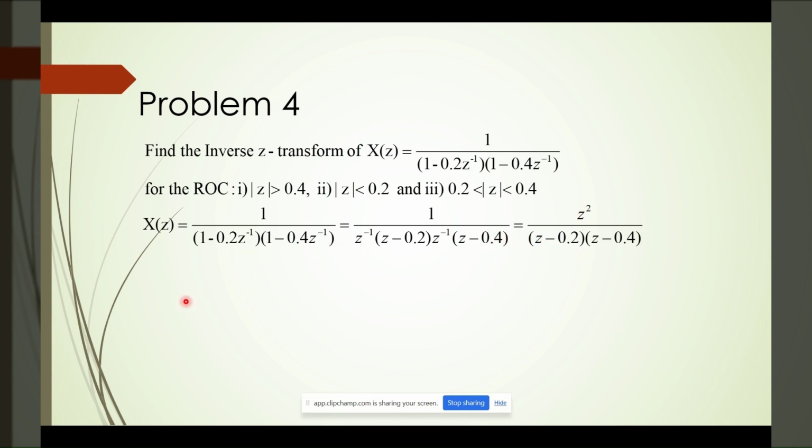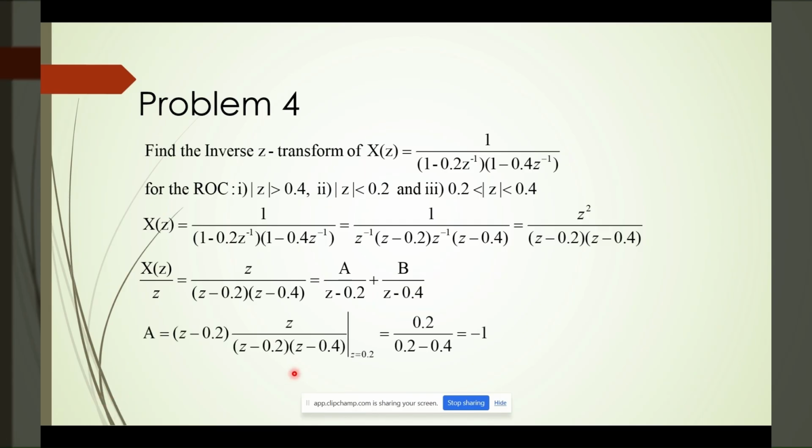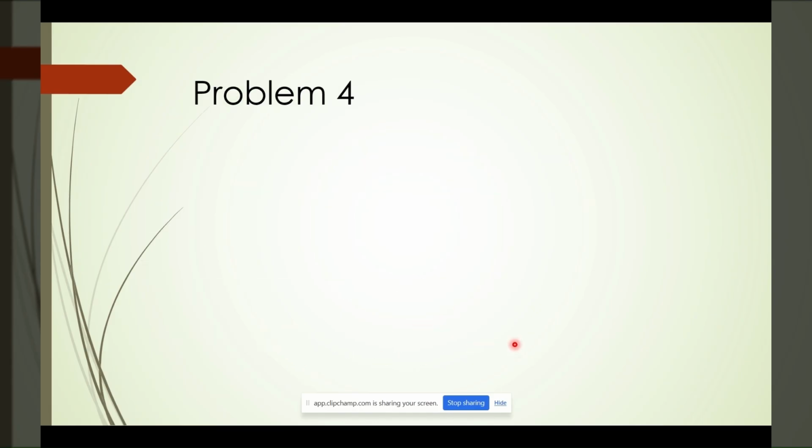What is the next step? The next step is to convert X of z into X of z by z. There are two poles, so we have to find two constants, A and B. To find A, we make z equal to 0.2. To find B, we make z equal to 0.4. By making z equal to 0.2 and using the partial fraction method, the other terms get cancelled. Substituting, we get minus 1.